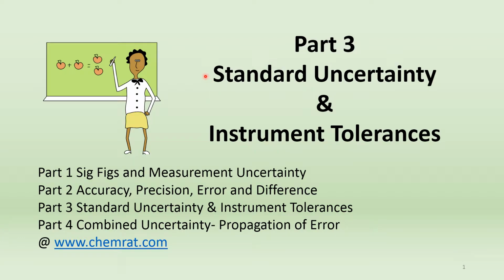Welcome to Standard Uncertainty and Instrument Tolerances. This is part 3 of a 4-part video series. Part 1 being Sig Figs and Measurement Uncertainty. Part 2 being Accuracy, Precision, Error, and Difference. Part 3 that we're doing now is Standard Uncertainty, aka Standard Deviation, and Instrument Tolerances. And Part 4 is Combined Uncertainty, also called the propagation of error.